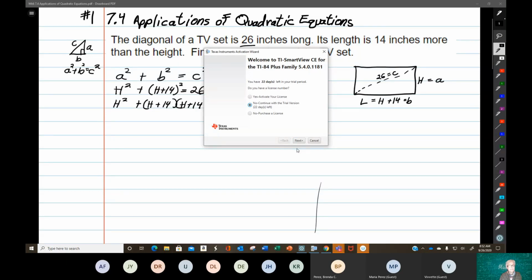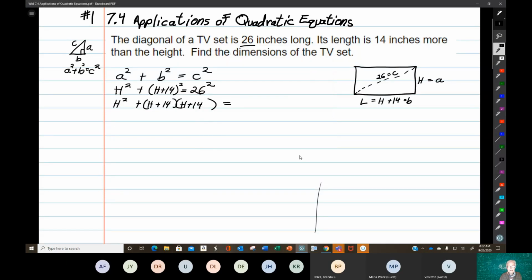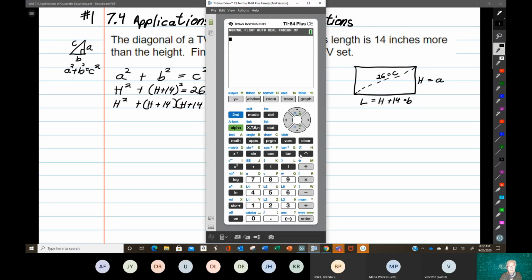Got 22 days left for a freebie. Still haven't totally decided whether to purchase it or not.